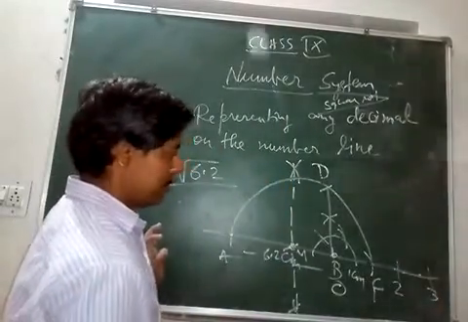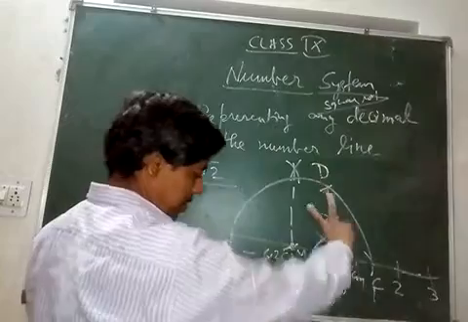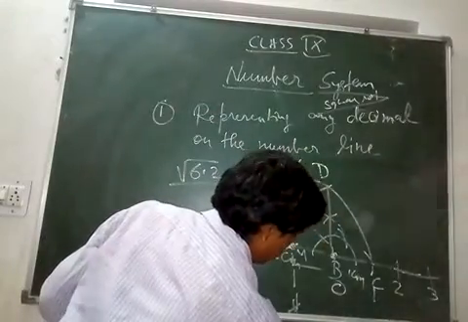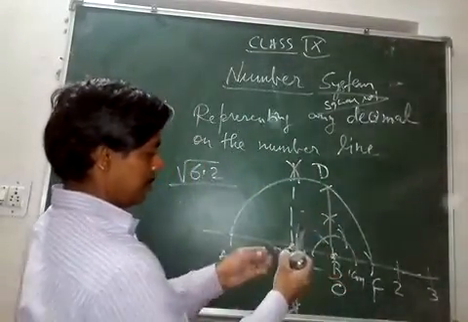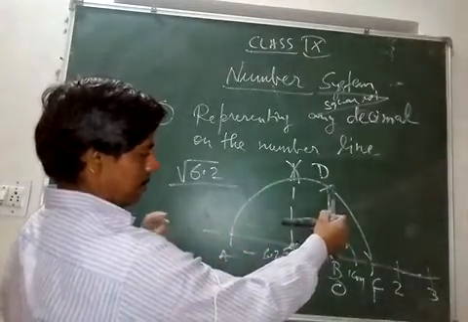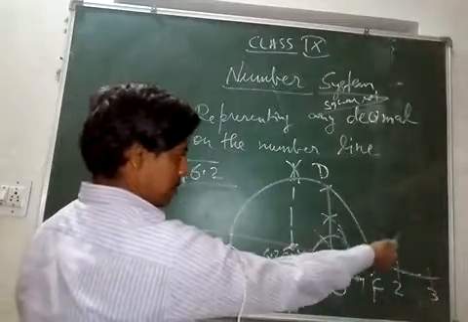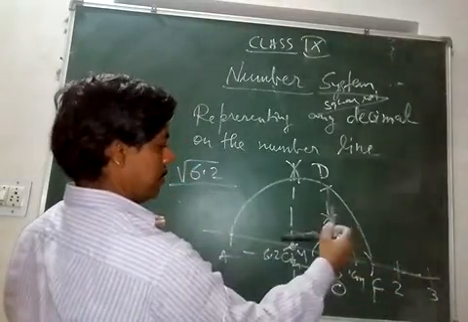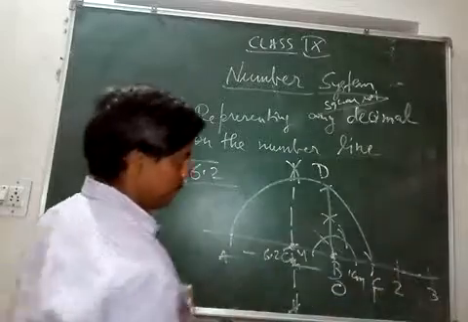After that, put your compass at B. With your compass, measure this much. Measure B and D, sorry, B and D. And rotate it like this. Use your compass and rotate it like this.